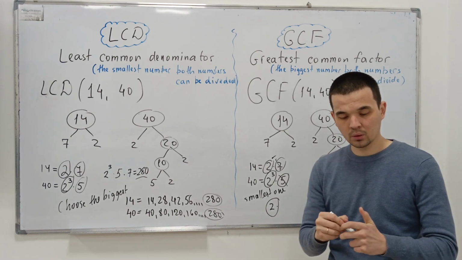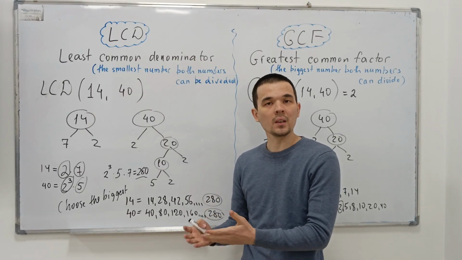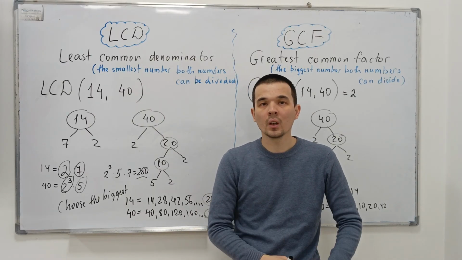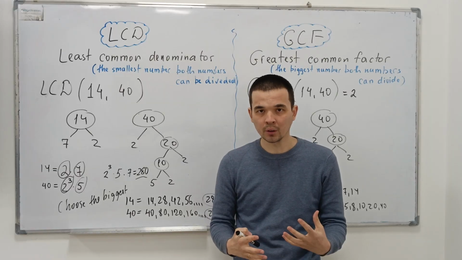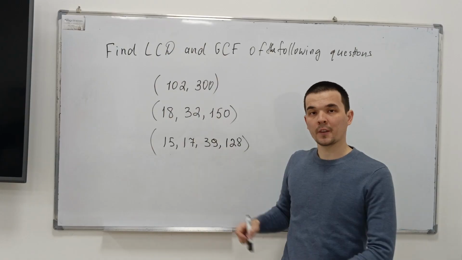I hope you understood. Don't worry, right now I am presenting you a bunch of examples to find LCD and GCF, and it helps you to reinforce the knowledge you learned right now. Let's start finding LCD and GCF of 18, 32, and 150.